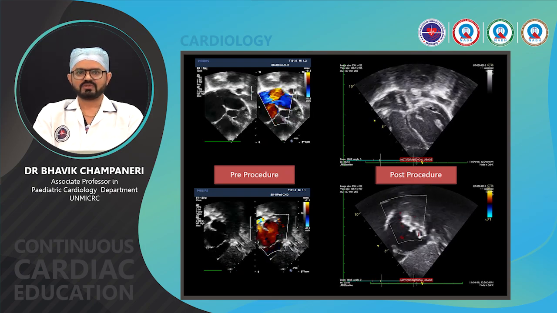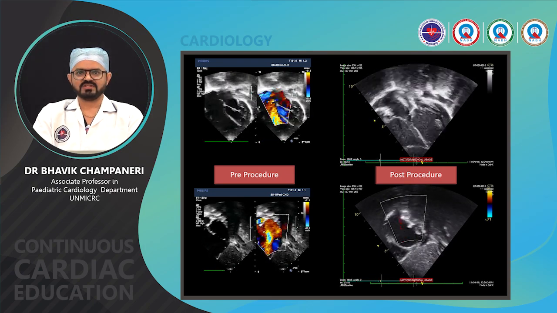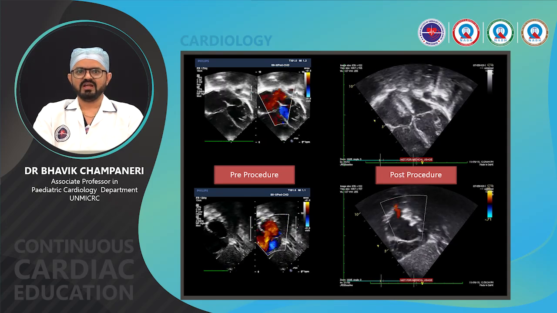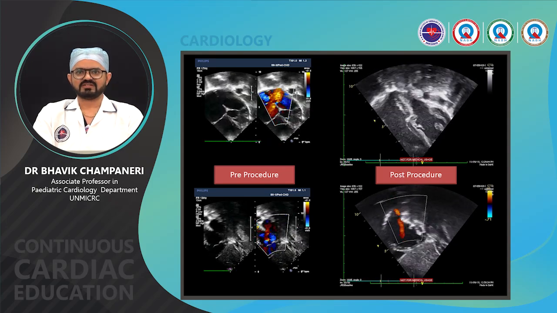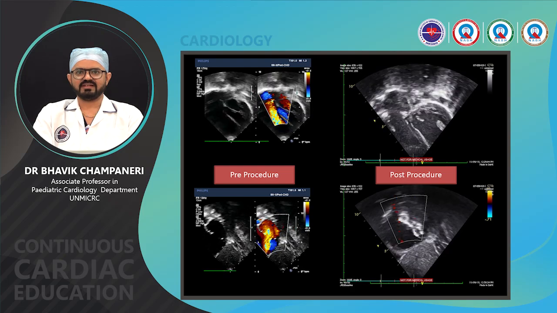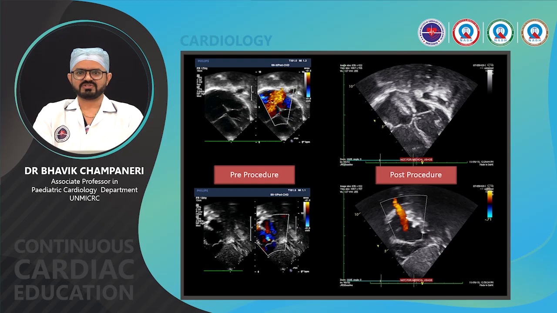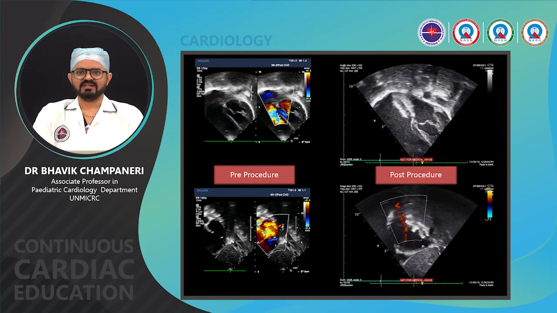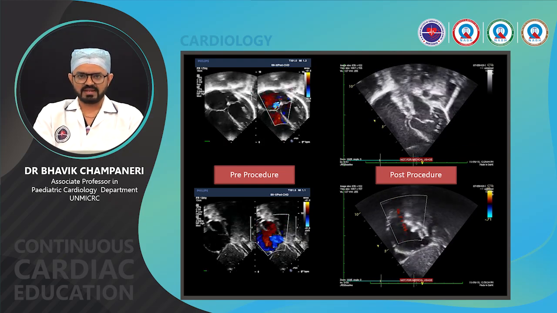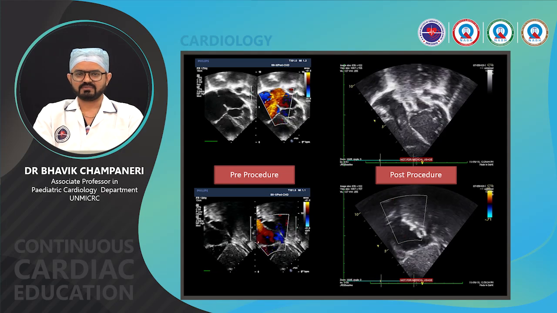So this is a pre-procedure echocardiogram, and this is a post-procedure echo showing how device appears post-device occlusion of atrial septal defect in 4-chamber and in bicaval view, showing complete occlusion of the shunt and the well placed device capturing your atrial septal rims.